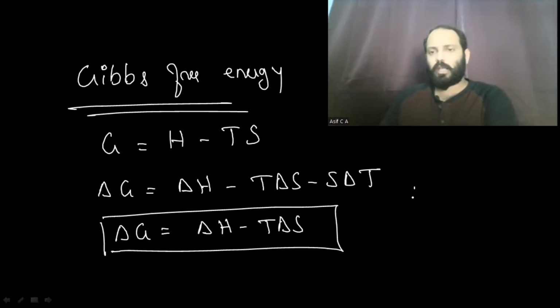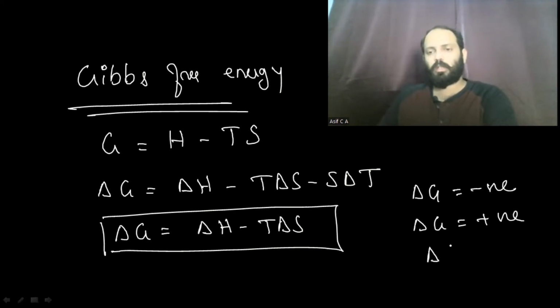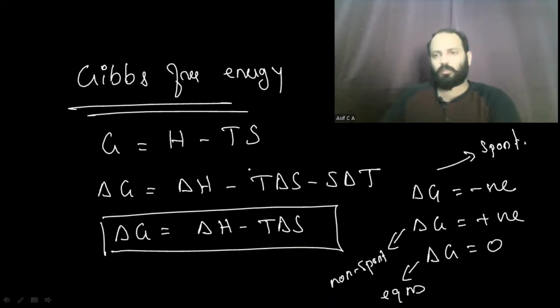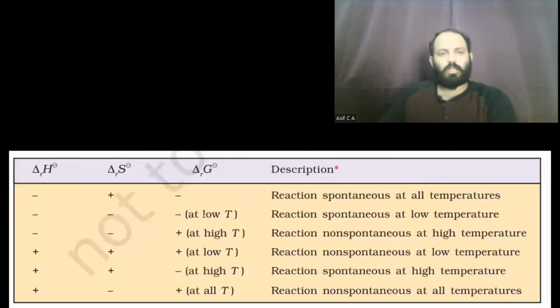ஏன்னா ஒரு ரியாக்ஷன் ஸ்பான்டேனியஸ் ஆகணும்னா டெல்டா ஜி நெகட்டிவ் ஆகணும். ஒரு ரியாக்ஷன் நான் ஸ்பான்டேனியஸ் ஆகணும்னா டெல்டா ஜி பாசிட்டிவ் ஆகணும். If delta G is 0, then the reaction is at equilibrium. So this is equilibrium, this is non-spontaneous. If delta G is negative, then that becomes spontaneous. Okay, so we'll see this in detail. What are the conditions possible in this equation? Delta G is equal to delta H minus T delta S.